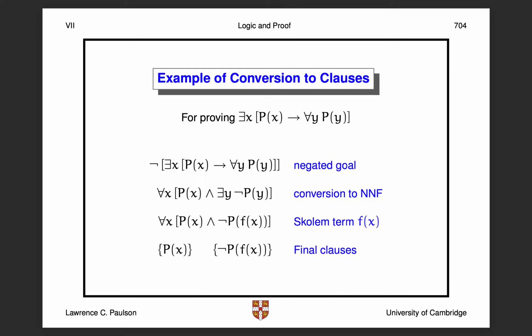Here's a teeny tiny example. I hope you recognize the formula here. It is similar to ones we have seen before. It looks a bit implausible because it's saying there exists some x such that if p of x is true, then p holds for all values. So a rather paradoxical looking formula, which is in fact valid.